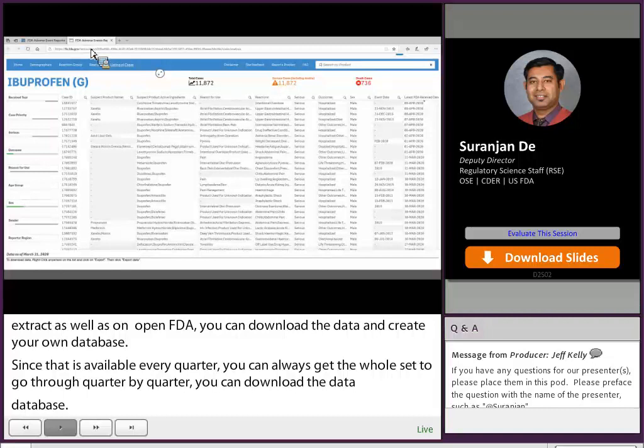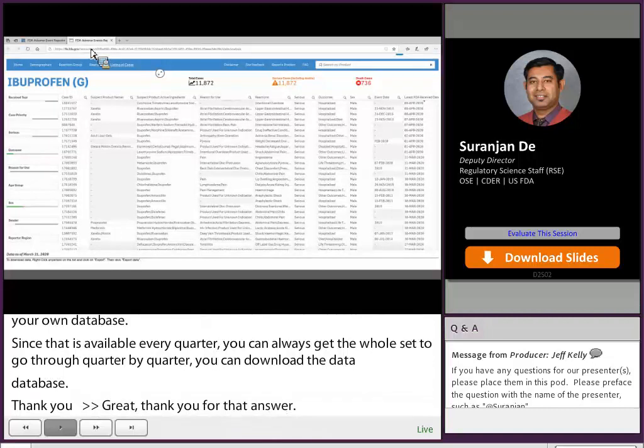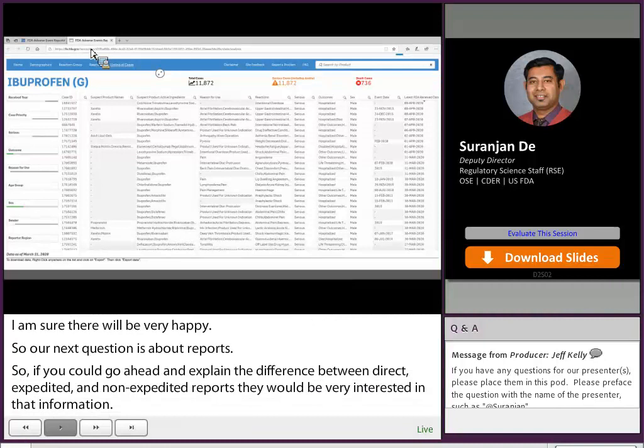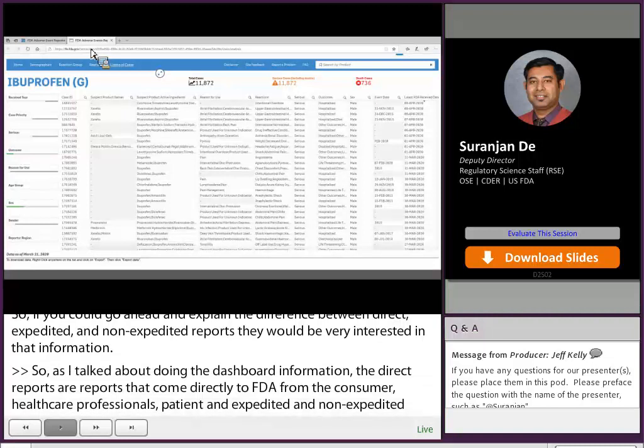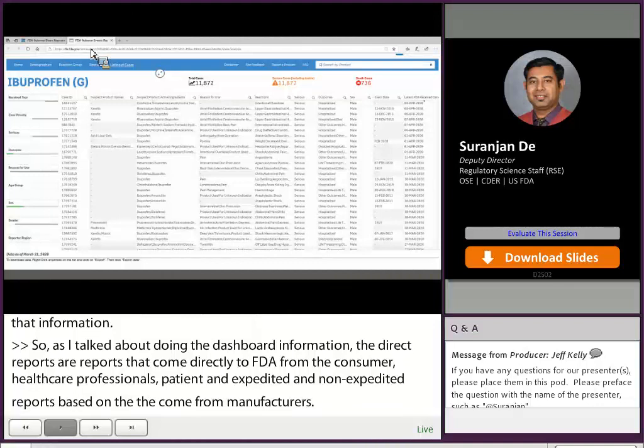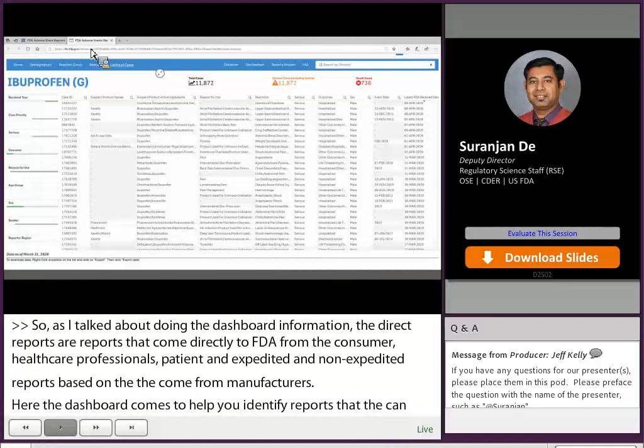So as I talked about during the dashboard demonstration, the direct reports are reports that come directly to FDA from the consumer, healthcare professionals, or patients, and expedited and non-expedited reports are deemed as expedited and non-expedited based on the regulation. So they come from manufacturers. And here the dashboard helps you to identify the reports that directly came to FDA. And if you choose to do some follow-up on those reports, you can then download the redacted version of the report from the dashboard and then request additional information through a FOIA request.